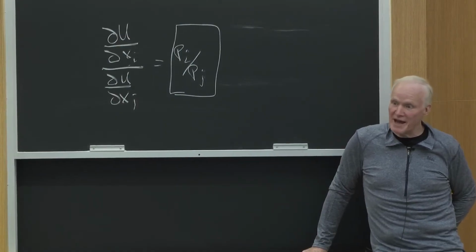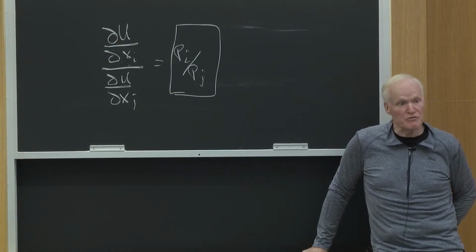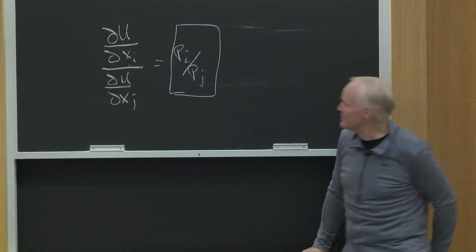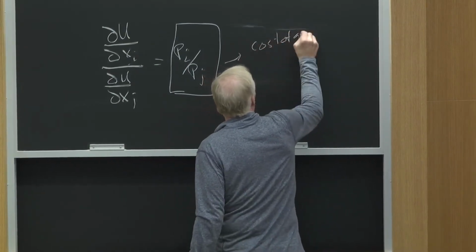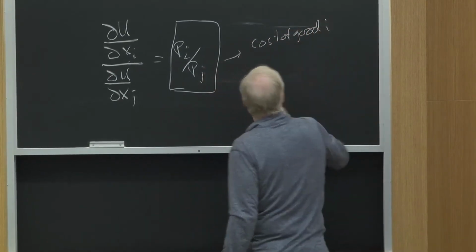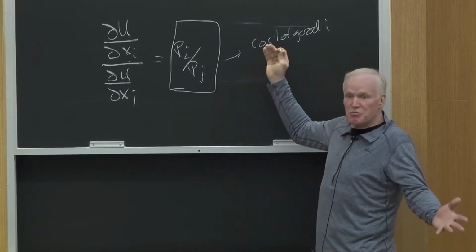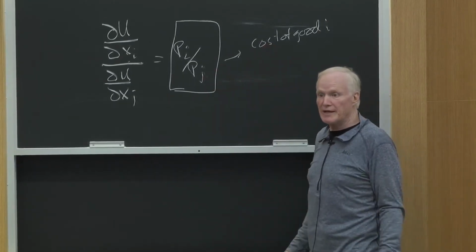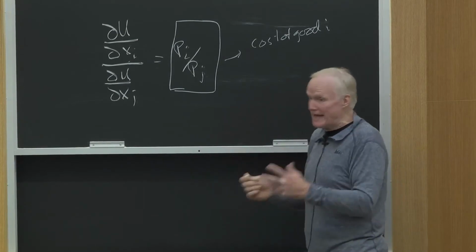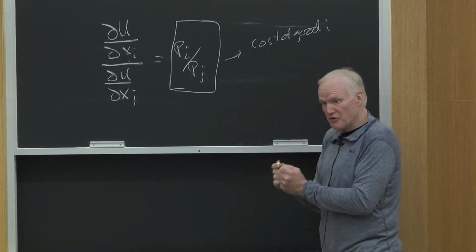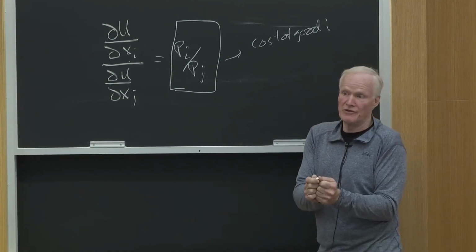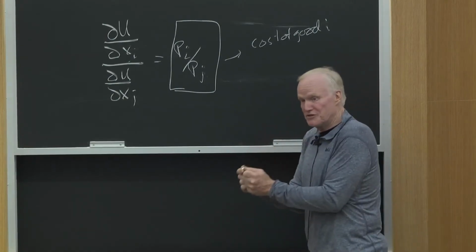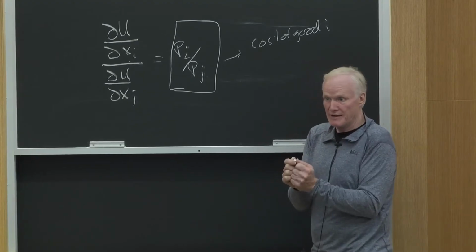Otherwise known in economics as the cost of good I, expressed in terms of units of good J. Right? So this is the cost of good I. And because I divided by Pj, it's expressed in terms of units of good J. It says you've got to give up 3 units of good J to get a unit of good I. It says it costs me 3 units of J to get a unit of good I.